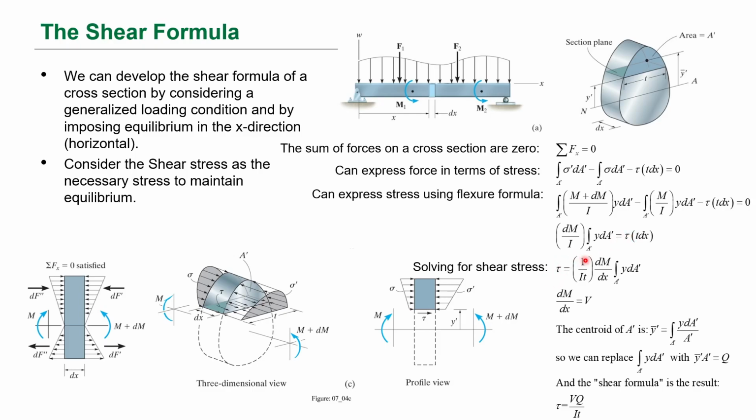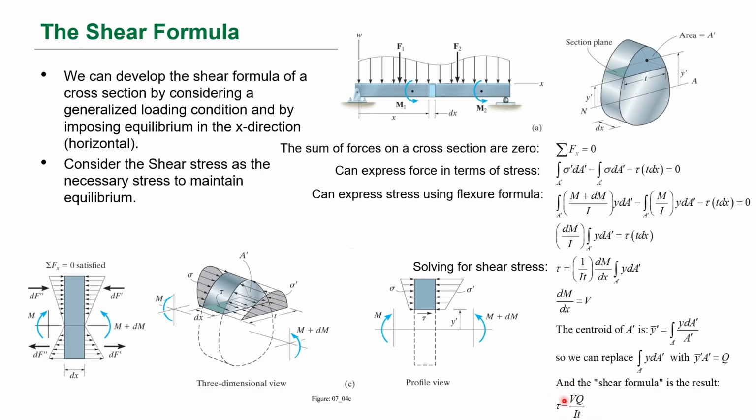If we do that, we get this expression, 1 over It, dM/dx, integral y dA. dM/dx is the derivative of the moment diagram with respect to x. We know that that's the shear. Okay, not the shear stress, but the shear force. The centroid of A prime is y prime bar, and that's actually this expression here. Okay, so we can replace this expression with y bar prime times A prime, and we call that Q. Okay, so that's where that variable Q comes from, and that's the shear formula. So we get the shear formula just by balancing the stress, the forces in a cross section.